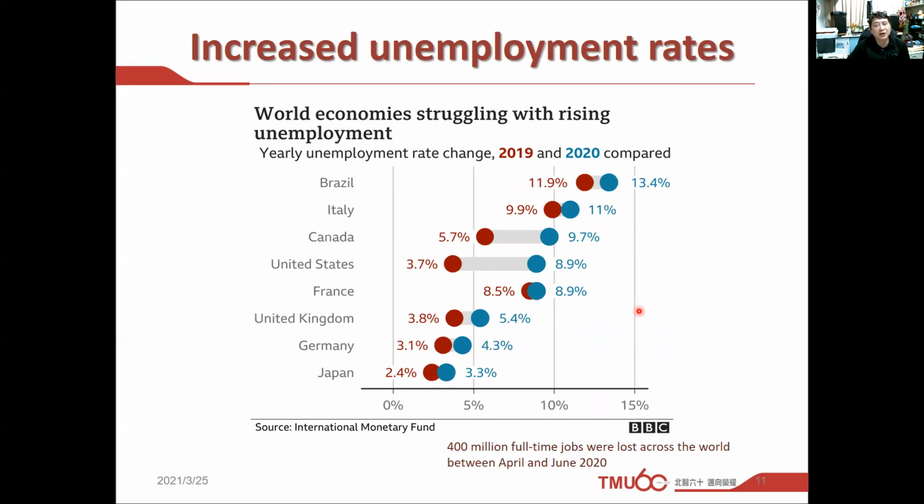Some countries suffered a lot of unemployment during this crisis. The rate increased a lot in two major countries, Canada and the United States. The unemployment rate in Canada increased from 5.7 to 9.7%, more than a 4% increase, and the United States more than a 5% increase. Okay, the impact is so huge. Other countries, for example Brazil, Italy, and the United Kingdom, also had significant increases in unemployment rate.